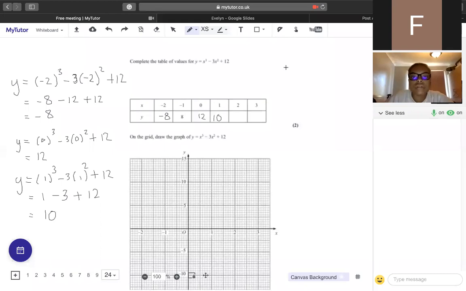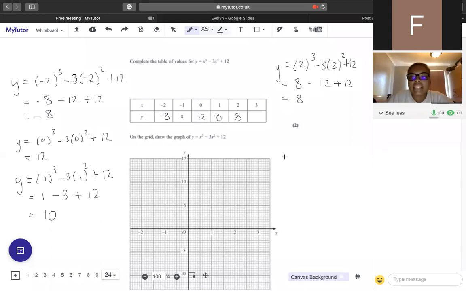And then you've got for when x is equal to 2, let's do this one. So we've got 2 cubed, which is 8. Then you've got -3 multiplied by 2 squared. So 2 squared is 4, multiplied by -3 is -12, and then plus 12. So for this one, you will get an answer of 8.